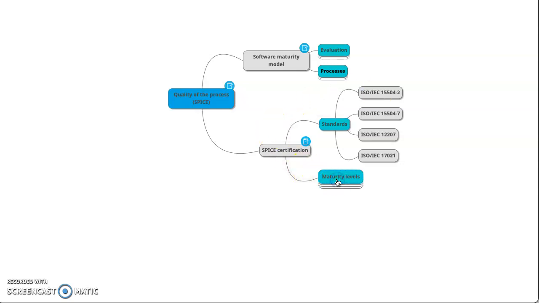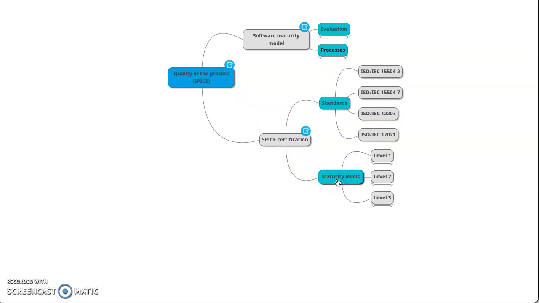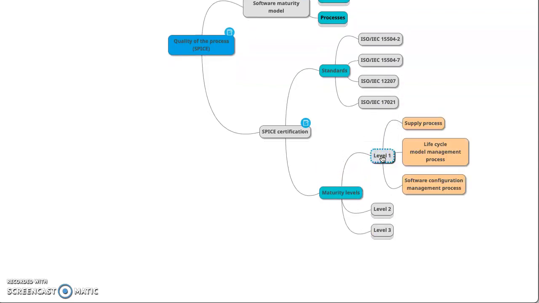And you will have, or we can have these three levels that, based on the result of the standards and how you manage your process, you will have. If you manage supply processes, lifecycle model management, and software configuration management, but you don't comply with the others, you will be in level one.